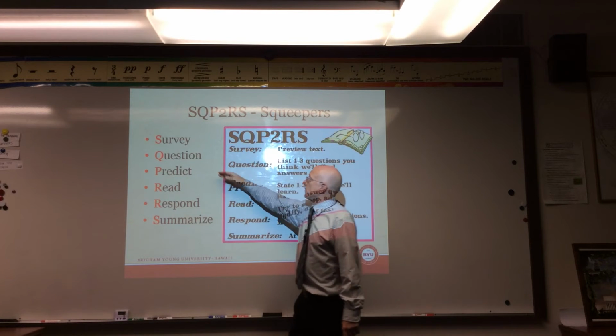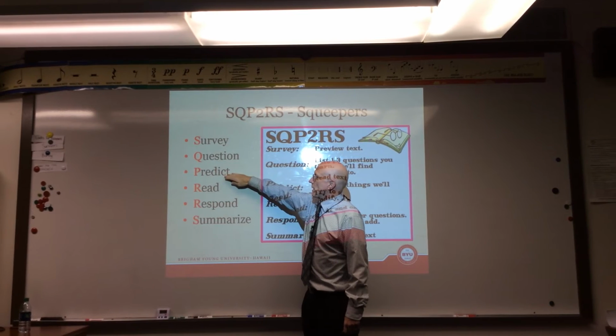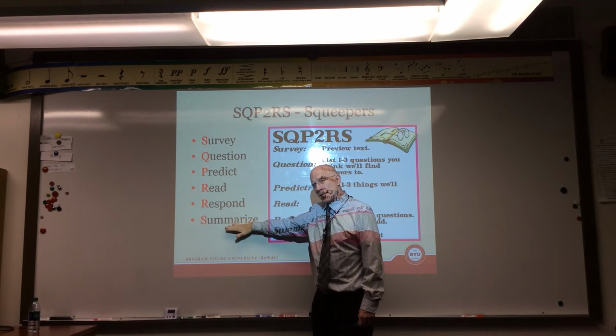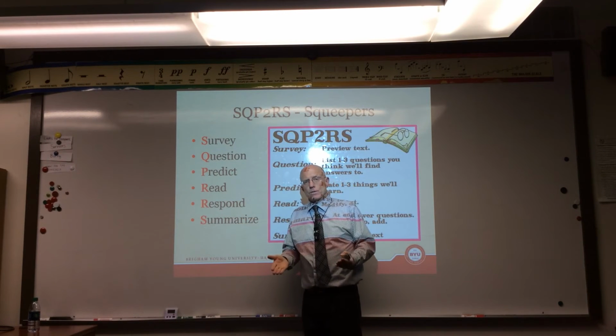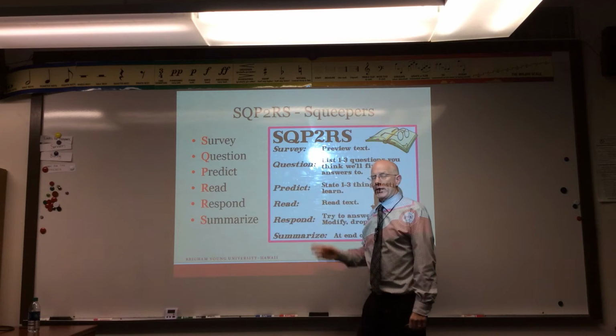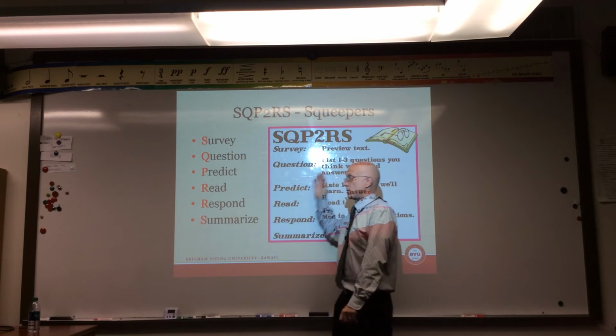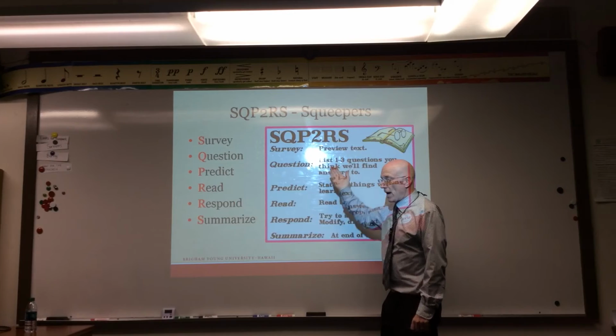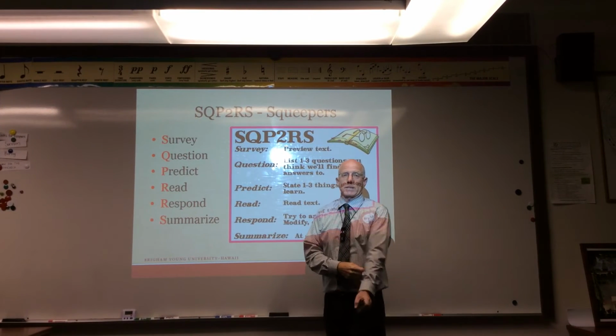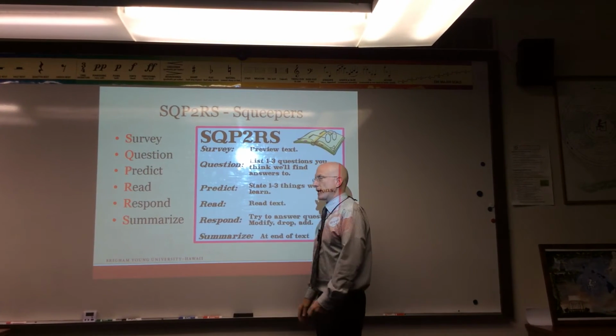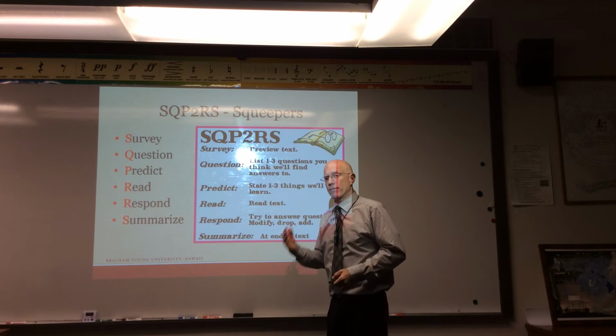So, yes: step 1, step 2, step 3, step 4, step 5, step 6. If we were going to teach students the SQP2RS model for reading comprehension, that would be a good time to use the direct instruction approach. Are we starting to understand the difference?